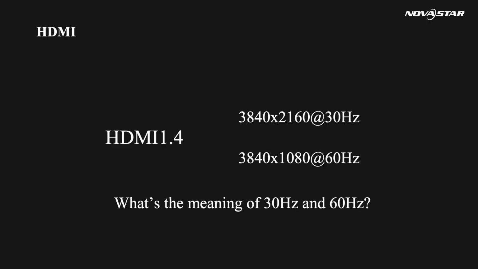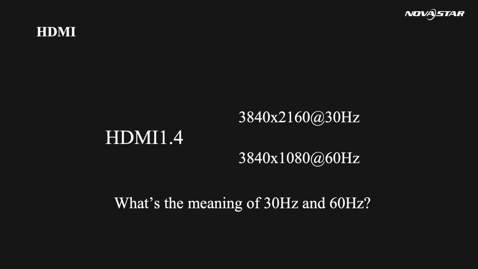Well, here comes the question. What is the meaning of 30 Hz and 60 Hz? Before we understand this question, we need to know what the refresh rate is. The refresh rate is the number of times a display updates its image per second. This is measured in Hertz. The higher the number, the smoother the image will appear, especially during fast-moving scenes.